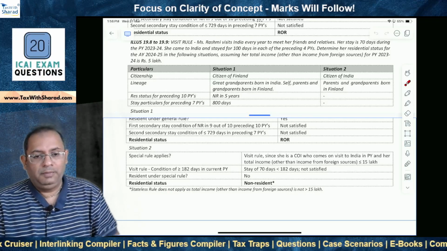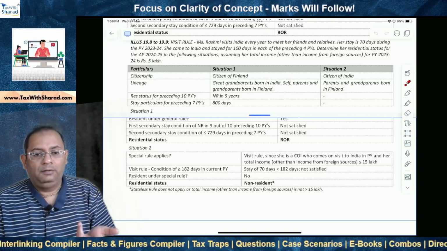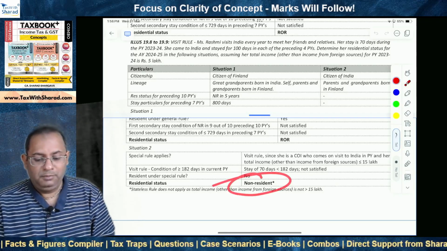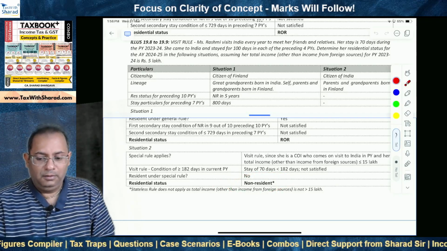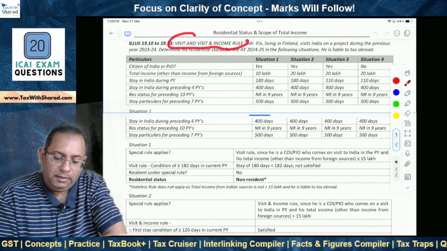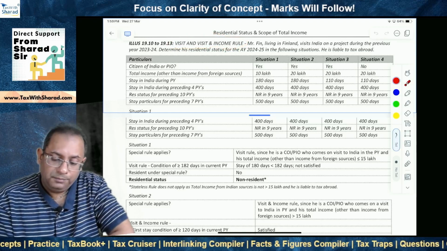So that means Ms. Rashmi is not becoming a resident under any of the special rules. And what this means? This means that the residential status of Ms. Rashmi will be that of a non-resident. Clear? In the next illustration, we will check application of visit as well as visit and income rule.